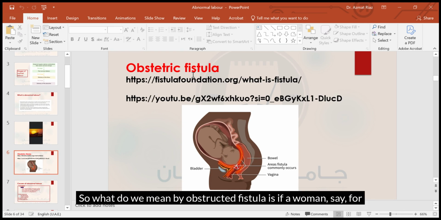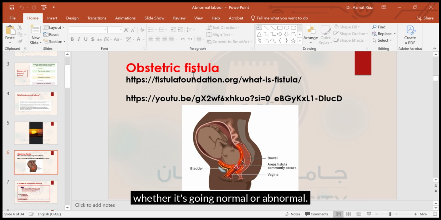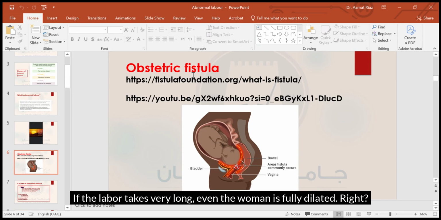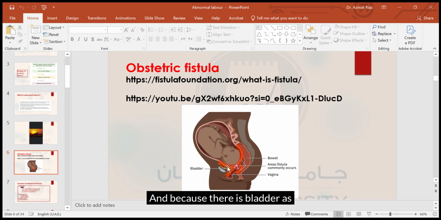So what we mean by obstetric fistula is, say a woman in Africa or in Asia is being delivered at home, and there is no trained personnel who can see whether it's going normally or abnormally. If the labor takes very long, even when the woman is fully dilated, say it's a deep transverse arrest, the baby's head did not turn, or the maternal pelvis is small, then what will happen? The baby's head keeps compressing on the pelvic structures, on the lower part of the uterus or the cervix, and because there is the bladder as well, right?